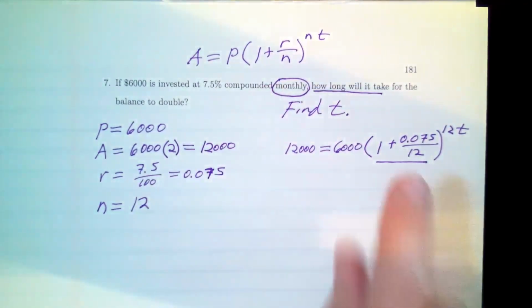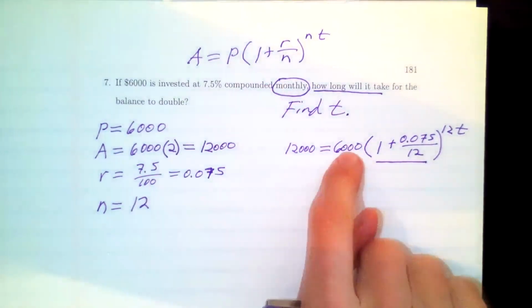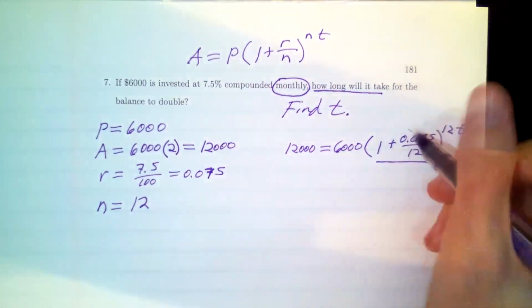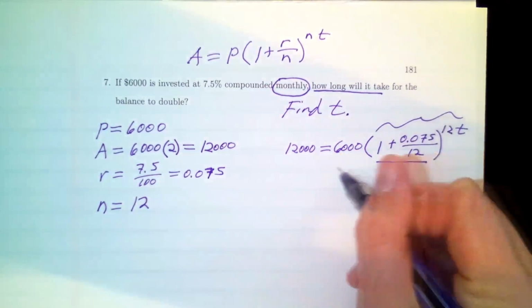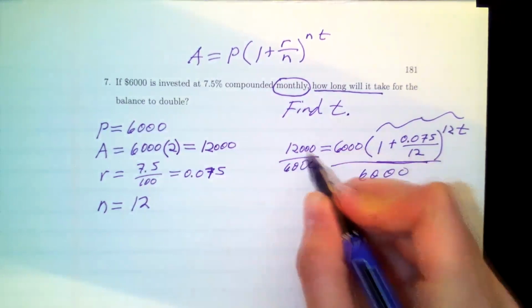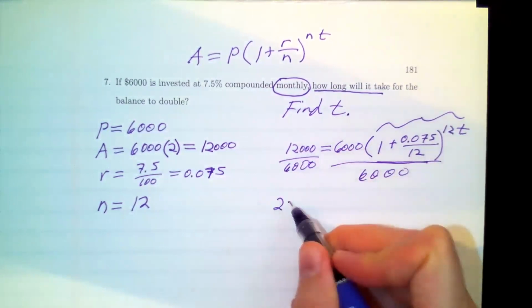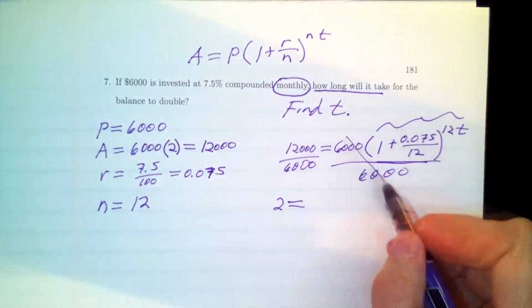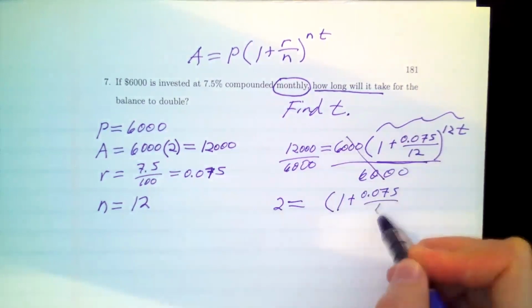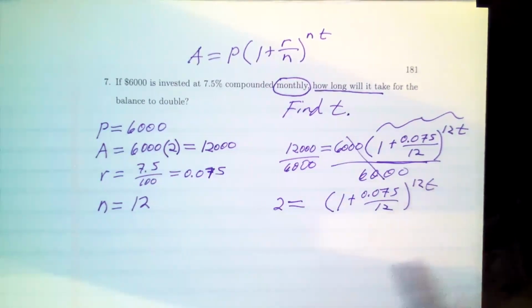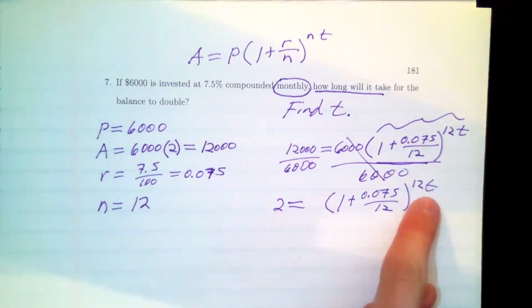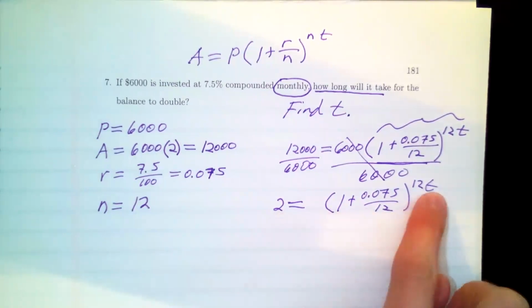Let's work through it. Just like in the last problem, what did we say? We needed to get e by itself by dividing by the number. Well, this time I'm going to get this mess by itself by dividing by 6,000 on both sides. So you have 12,000 divided by 6,000, which is 2, and that's equal to this part that's left, 1 plus 0.075 over 12, to the 12t. So this is kind of similar to what I had last time. Instead of 2 equals e to whatever, I have 2 equals this mess to whatever.